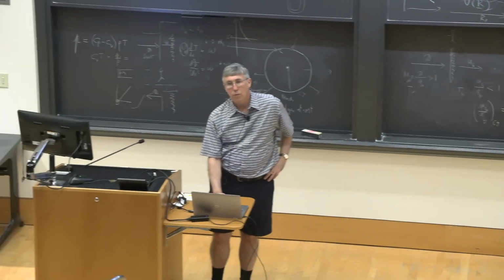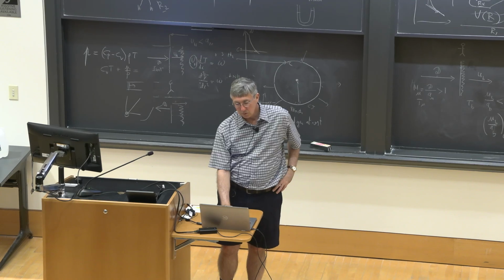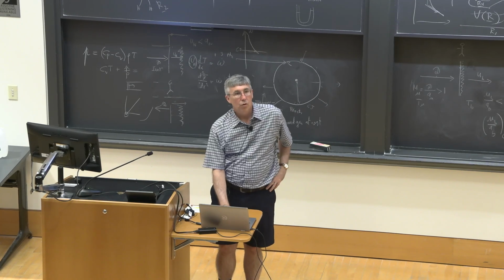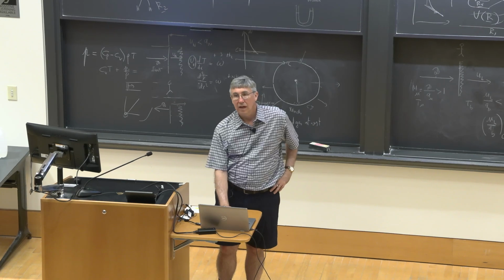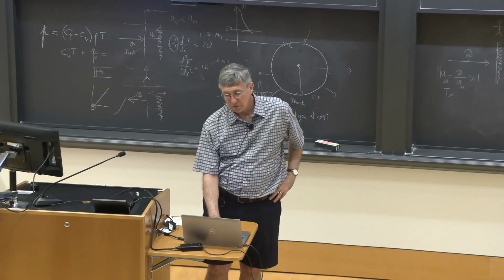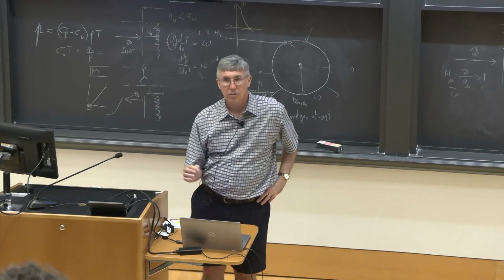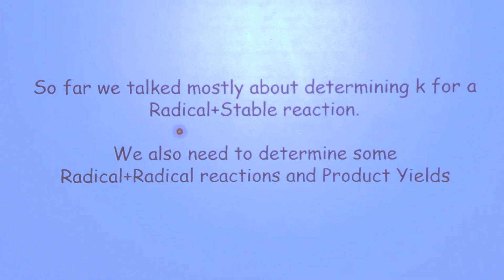And then you can do the pseudo first order method because the radical will always have a concentration way smaller than the stable. So you're always going to naturally be in a pseudo first order situation. And that has the great advantage that you don't need to know the absolute concentration of the radicals. You only have to know a way to measure the relative concentration.